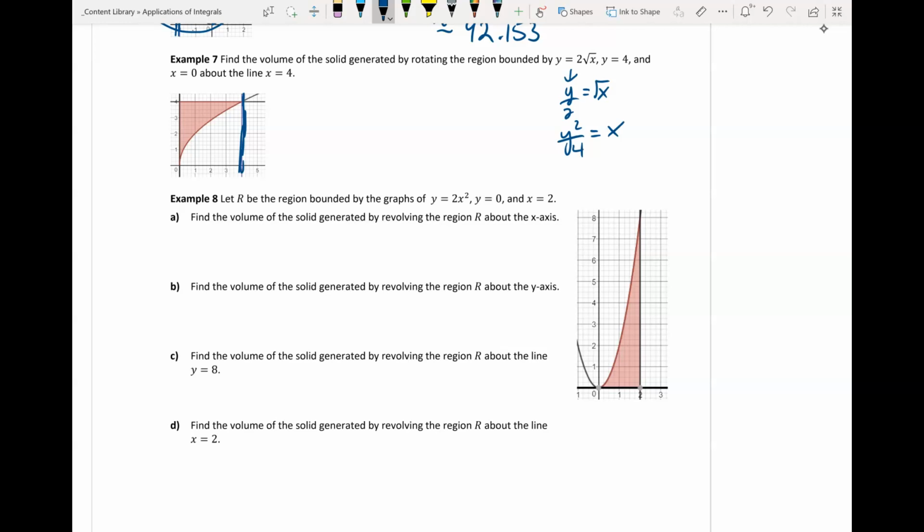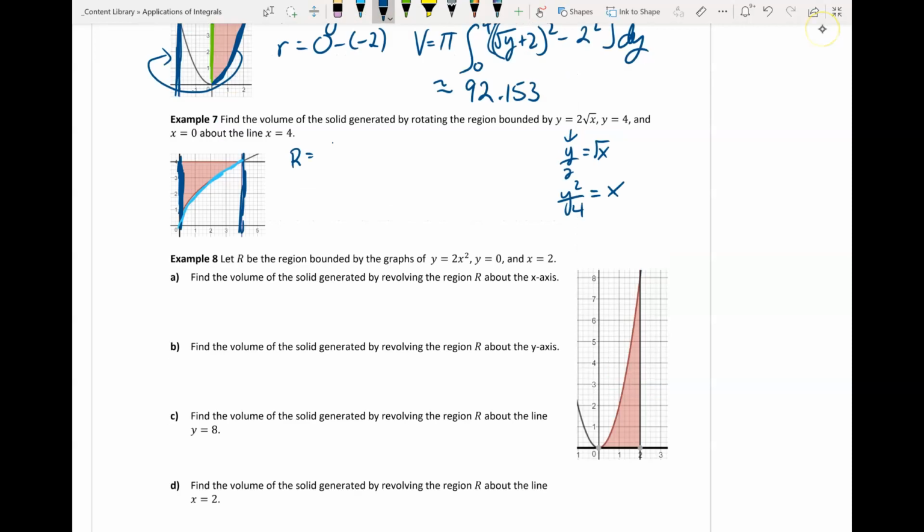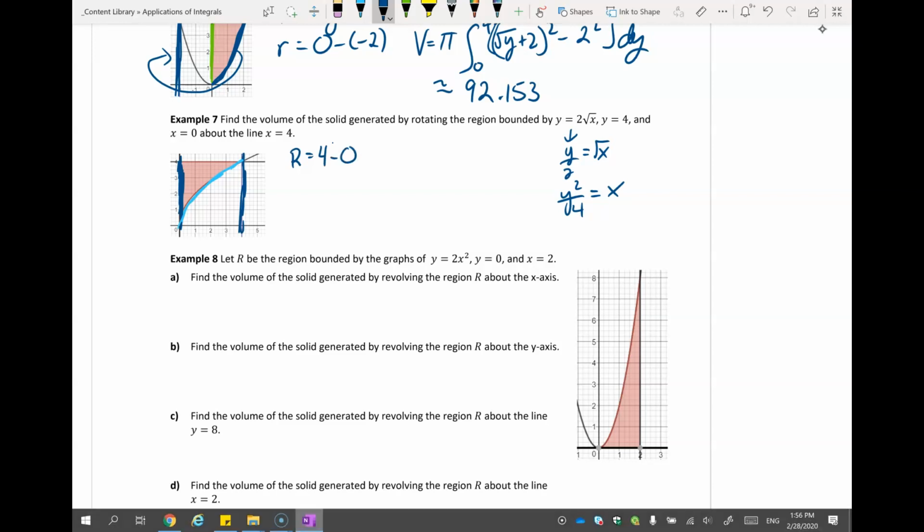Okay. So our outside function here should be the blue line, and our inner radius would be this light blue one. You need to be careful with this one. We'll show you why in just a moment, but this is going to be the line we are revolving around minus the most outer line, which is x equals 0.